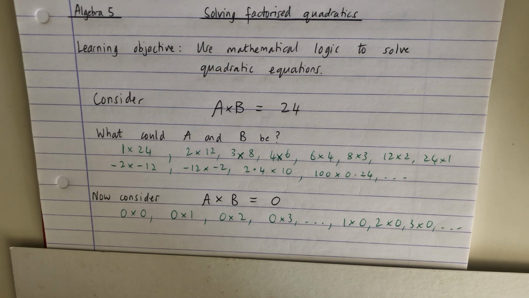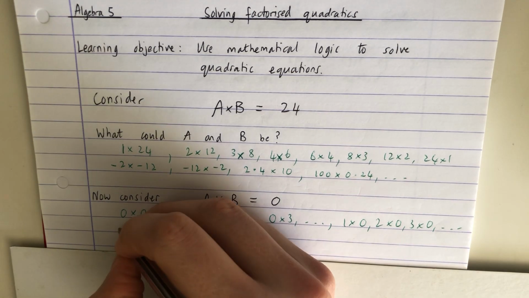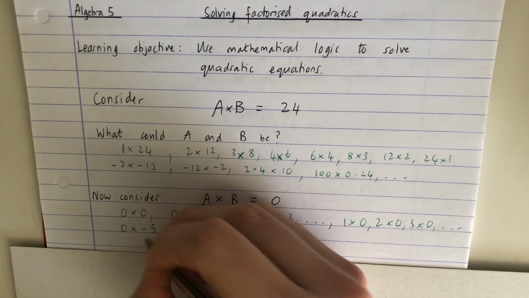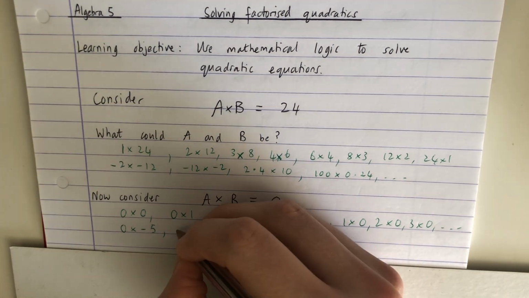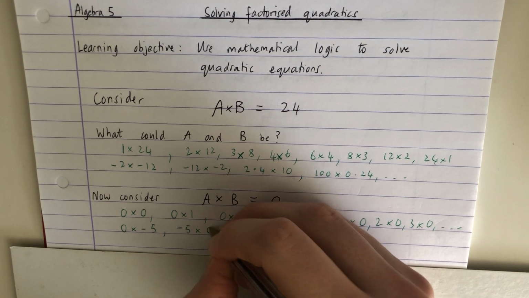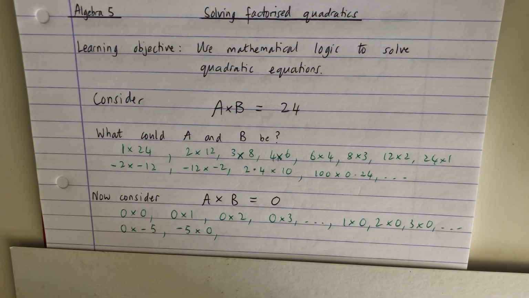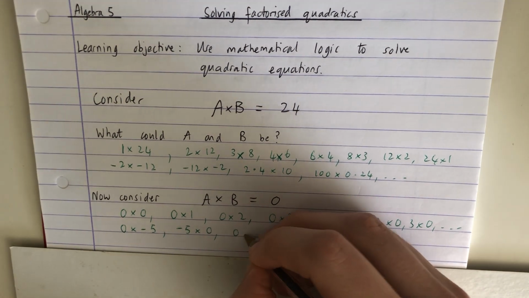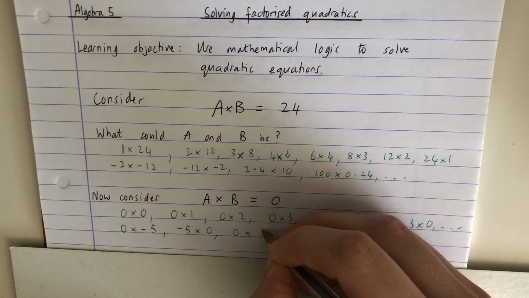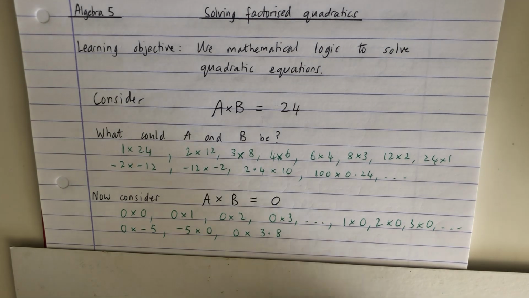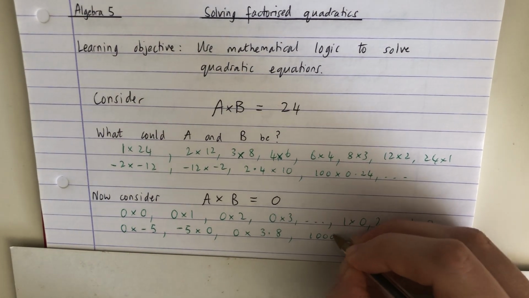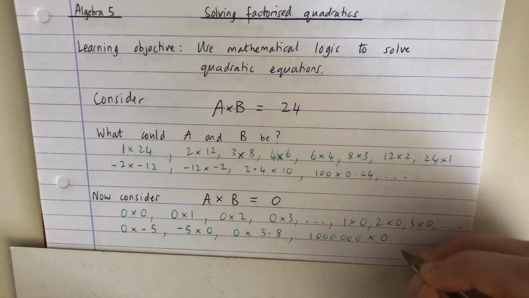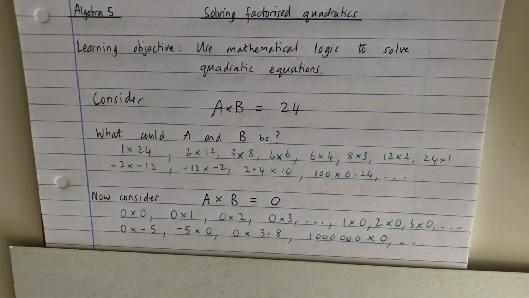But again, it doesn't have to be whole numbers. It could be negatives, so you could get 0 times negative 5, or minus 5 times 0. You could even have decimals, like 0 times 3.8, or 1 million times 0, and so on. Again, there would be an infinite amount for this.